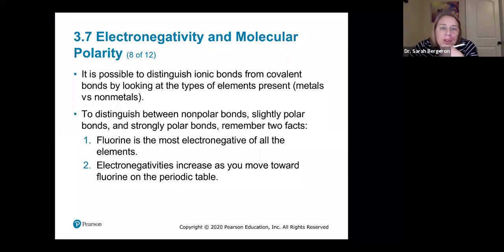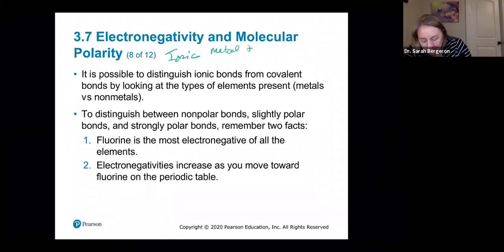When we look at our different examples of ionic bonds versus covalent bonds, you can really look at the type of elements present. You don't actually have to do all those calculations. You know already that an ionic compound is usually a metal and a non-metal. You can look at that. You don't have to go and calculate the electronegativity difference.